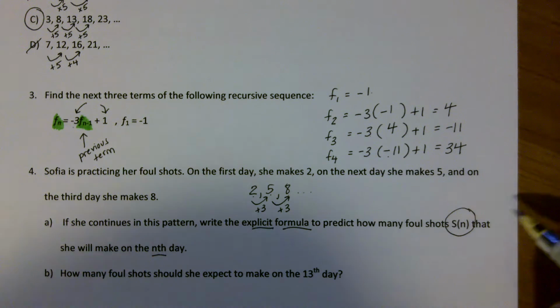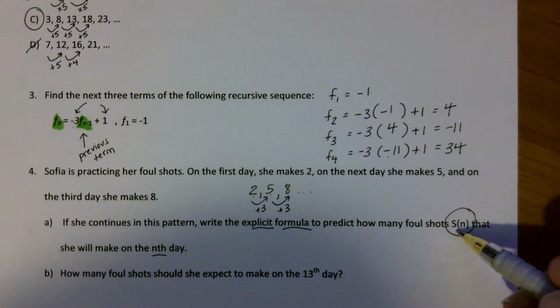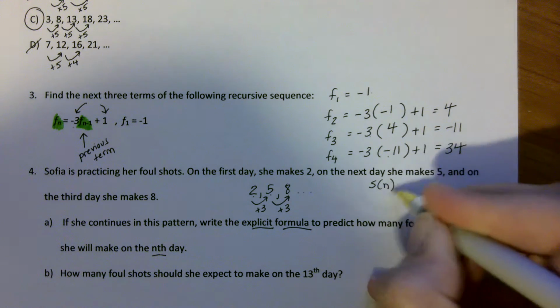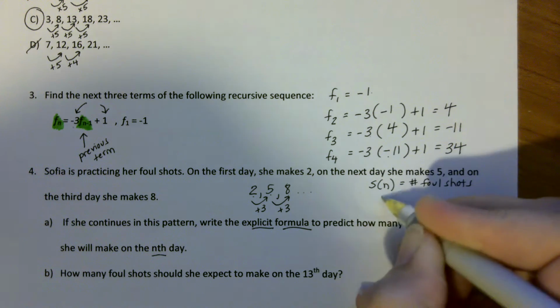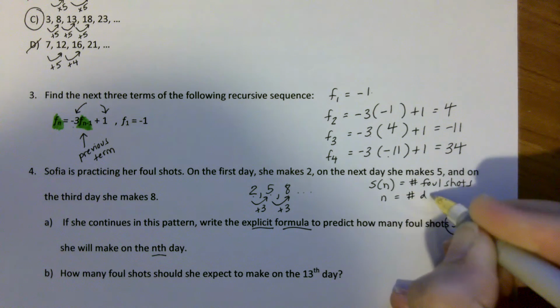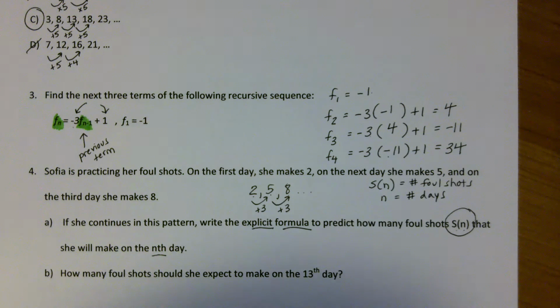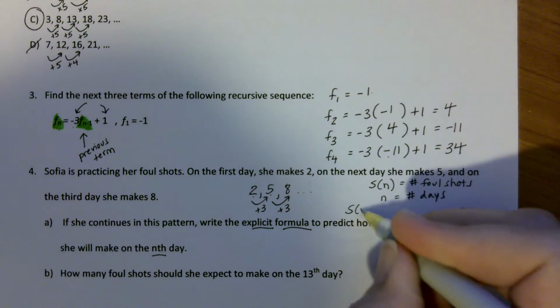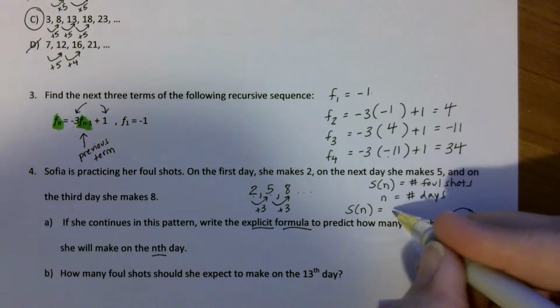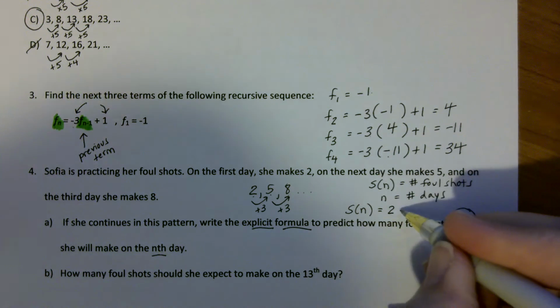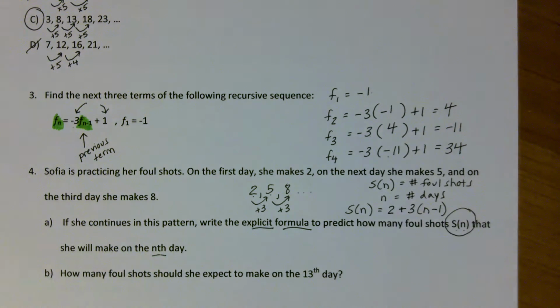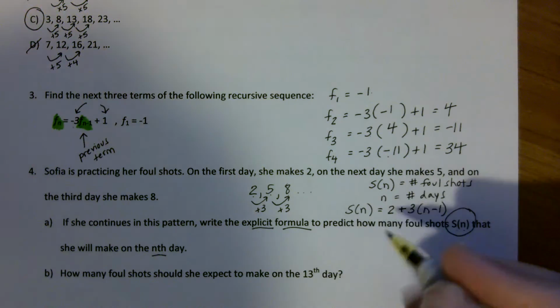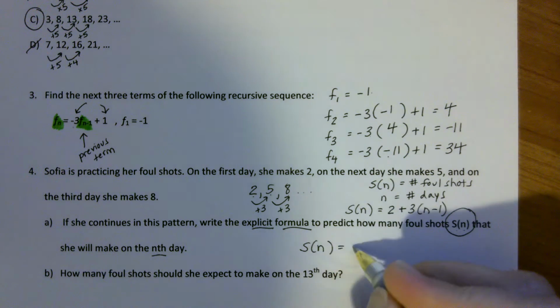And to write the explicit formula, I need to use the variables they gave us. So S of n is going to be the number of foul shots, and n is the number of days. So these are our foul shots. S of n would be the first one that I started with, 2, with the common difference of 3 times n minus 1. That's my explicit rule. So that is my formula. I should have written it here, so let me just write that again.